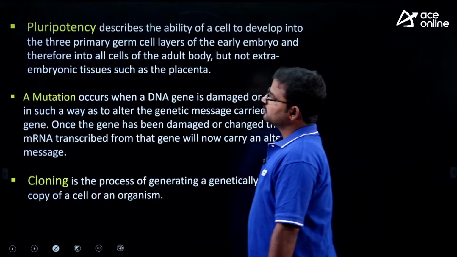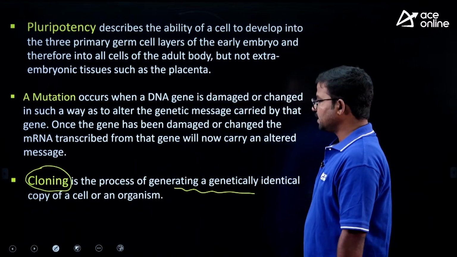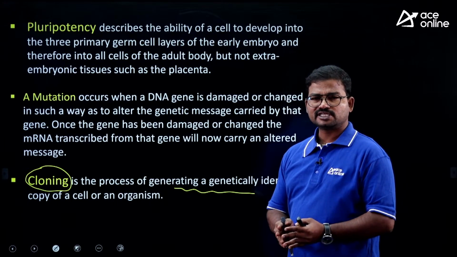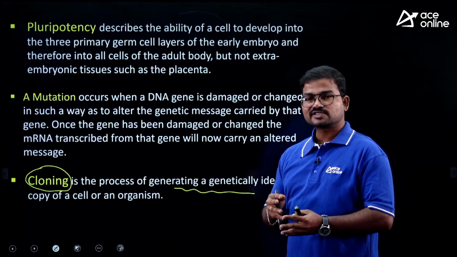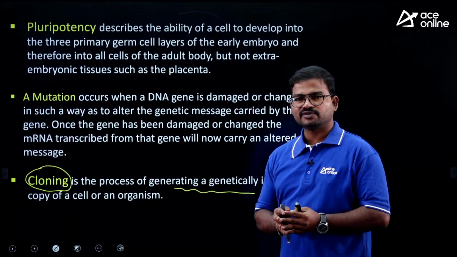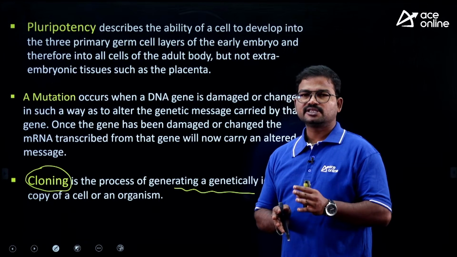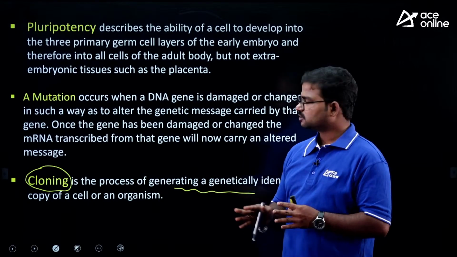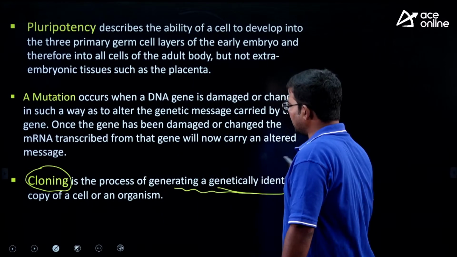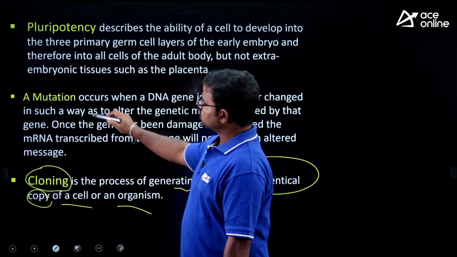What about the remaining options? If you consider cloning, this is the process of generating genetically identical copies. The first cloned animal is Dolly, a sheep that was created in the laboratory. So from the examination point of view, if they ask which is the first developed cloned animal, you have to mention Dolly sheep. Cloning means the process of generating a genetically identical copy of a cell or an organism. Next one, mutation.